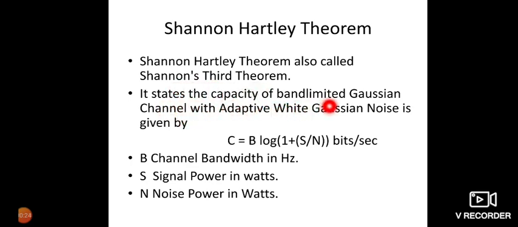It states the capacity of a band limited Gaussian channel with additive white Gaussian noise is given by C equal to B log base 2 of 1 plus S by N. C is the channel capacity, B is the channel bandwidth, log here is base 2, S by N is the signal to noise ratio, S is signal power in watts and N is noise power in watts. The unit is bits per second. So this is Shannon Hartley theorem. The channel capacity is B log base 2 (1 plus S by N) bits per second. Now we will see some problems based on this expression.